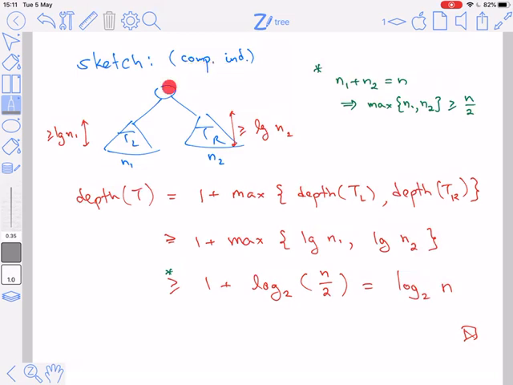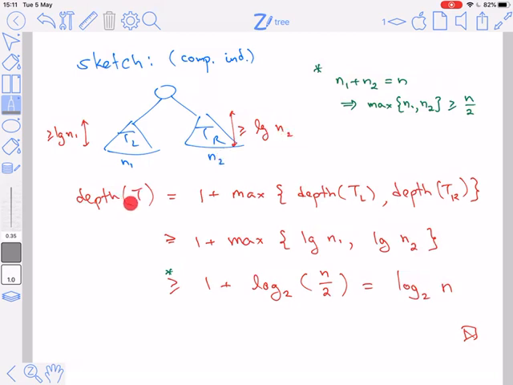So I take the tree, I partition it into two parts, n1 leaves here, n2 leaves here. I know that n1 plus n2 equals n. This implies that the maximum between n1 and n2 cannot be smaller than the average, which is n over 2. Now, I apply the induction hypothesis to the left subtree. I know that its height is at least log of n1. I apply it to the right subtree. I know that its height is at least log of n2.